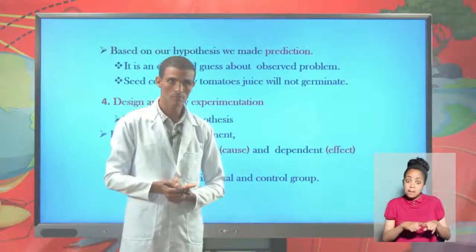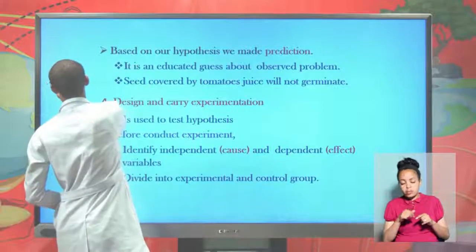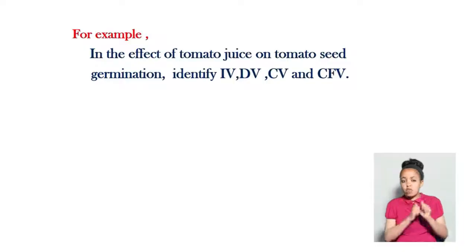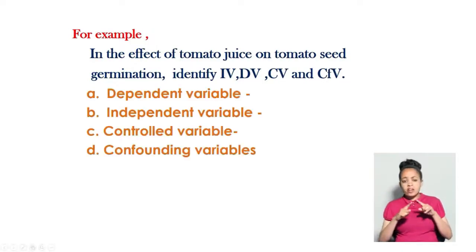So students, let's identify the following. In the effect of tomato juice on seed germination, identify the independent variable, dependent variable, confounding variable, and controlled variable.